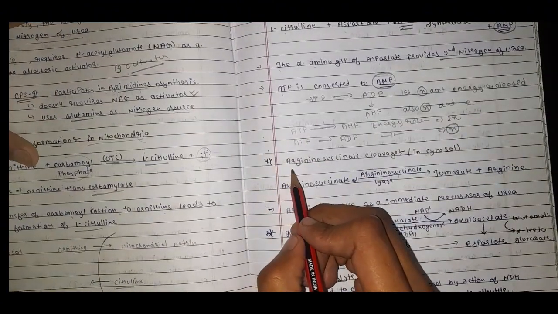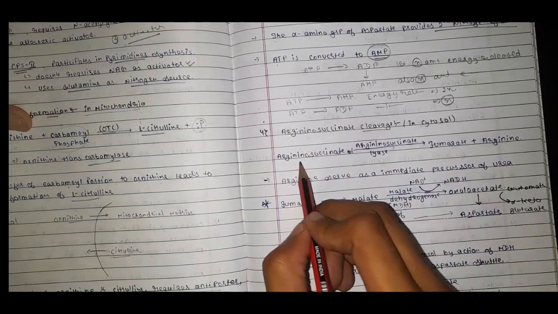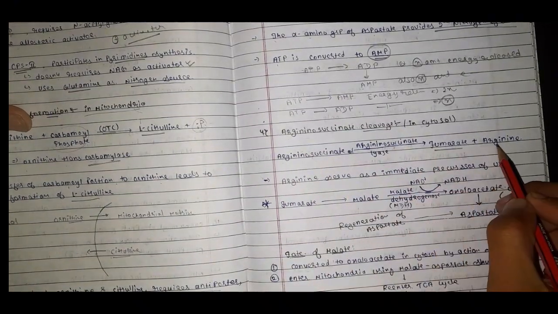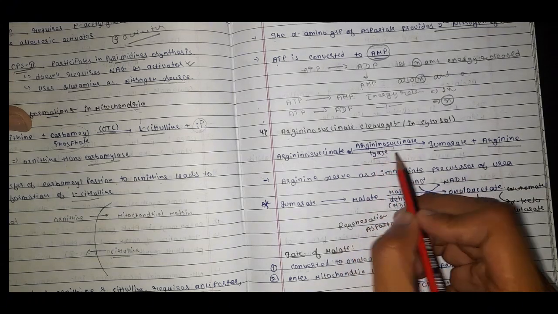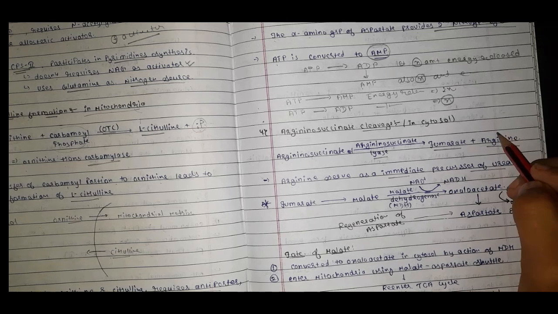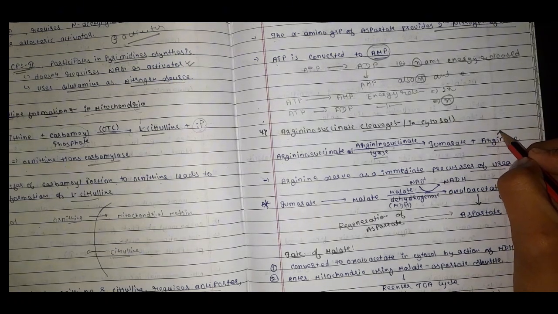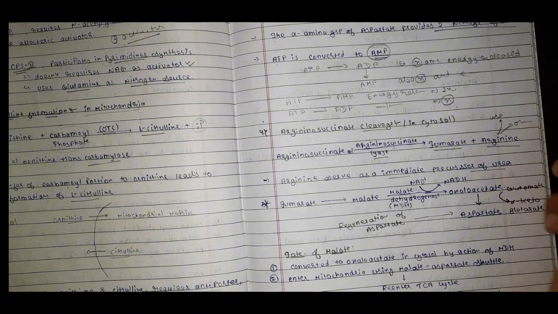Fourth reaction of urea cycle is argininosuccinate cleavage, in which argininosuccinate is cleaved to fumarate and arginine with the help of enzyme argininosuccinate lyase. Arginine serves as immediate precursor of urea because this arginine is converted to urea and ornithine, which we will see in further reaction.